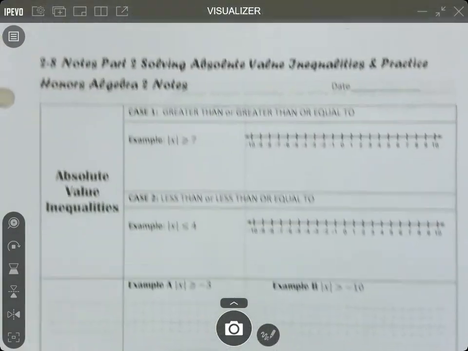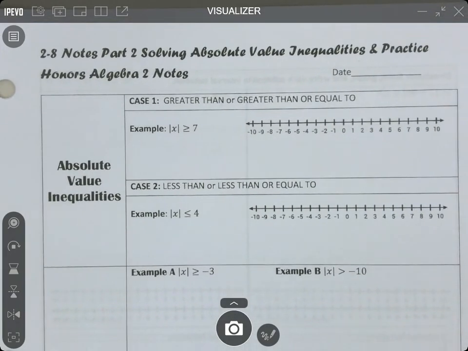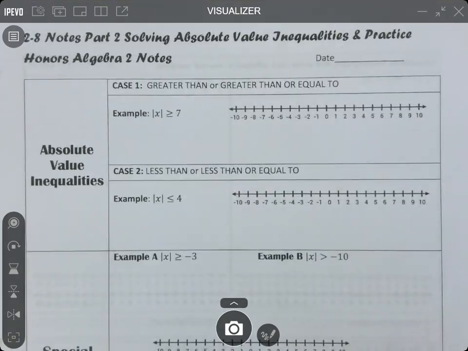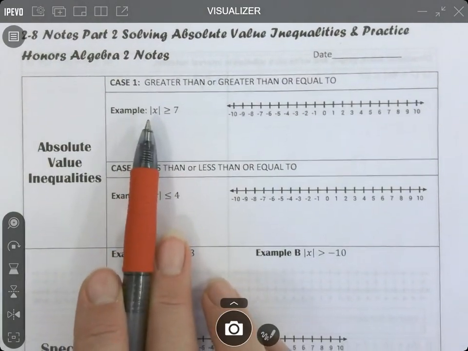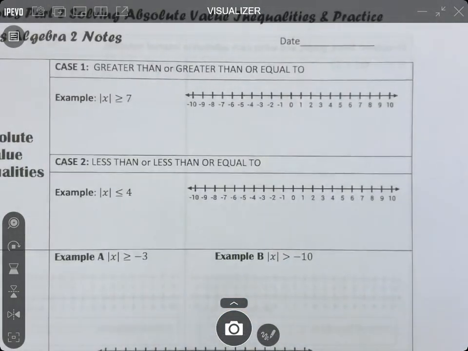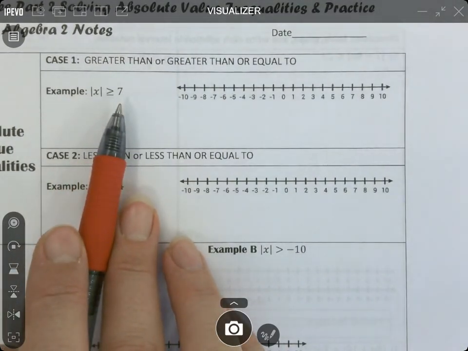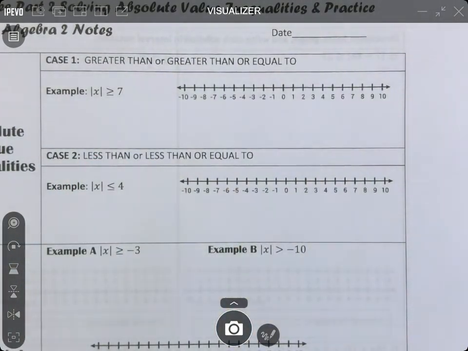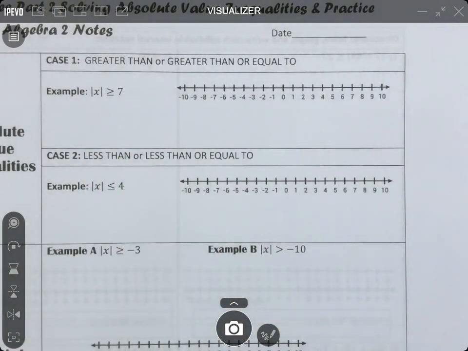All right, we are doing 2-8 part 2 notes today, and we're doing absolute value inequalities. Now, first things first, anytime you have the absolute value, you have to have it isolated. So the first one is isolated for us, and it says the absolute value of x is greater than or equal to 7.